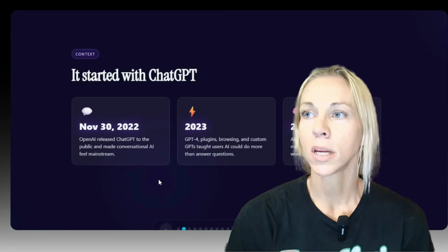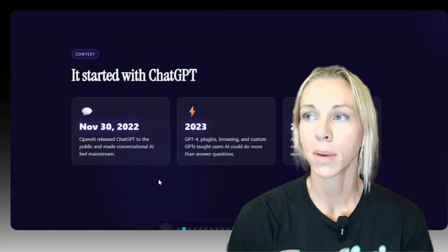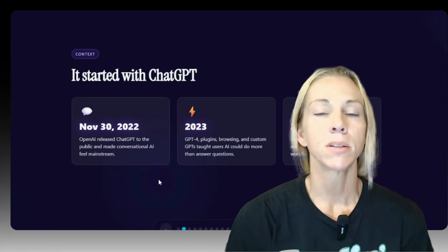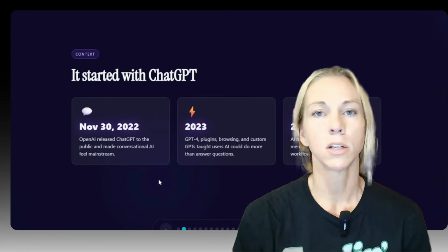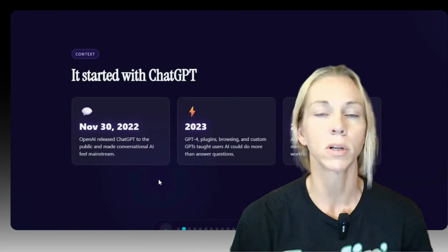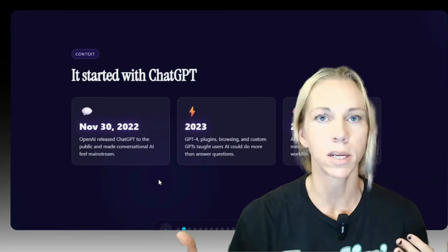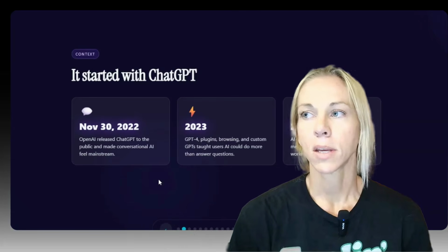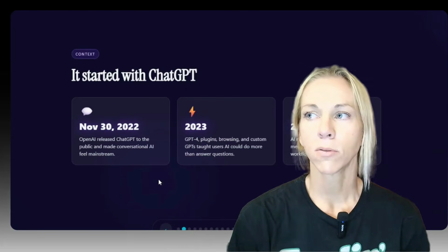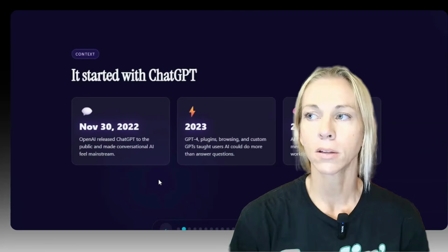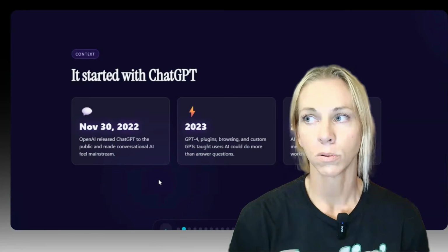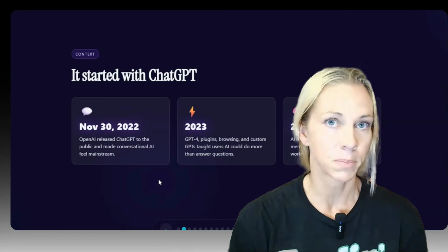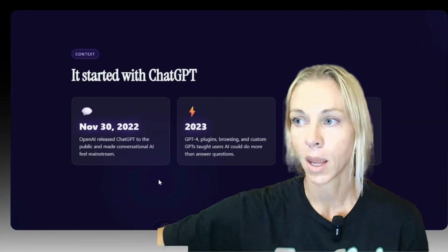And in 2023, GPT-4 came out, plugins, browsing, custom GPTs. And this is when I was able to build custom agents, or agents that were specifically trained on X, Y, and Z documents, things like that. And then in 2024, 2025, AI has moved from a chatbot to being able to operate your computer, basically.